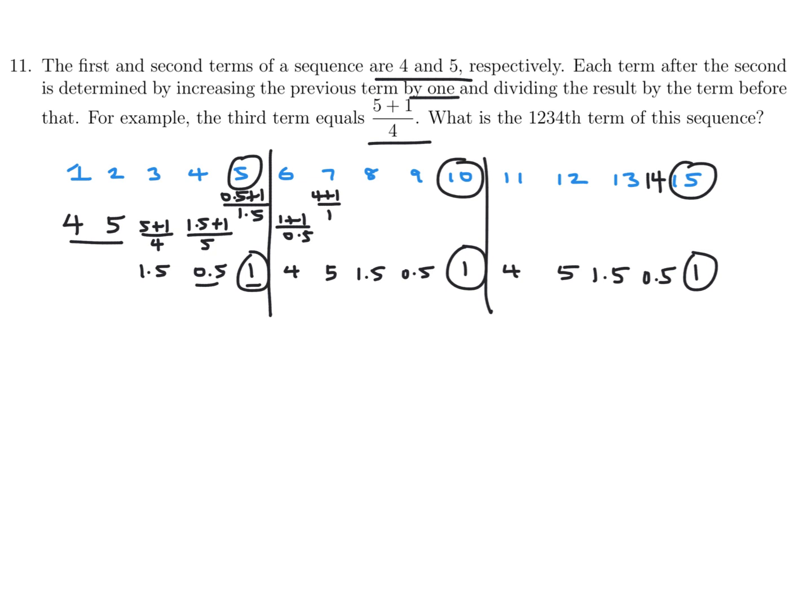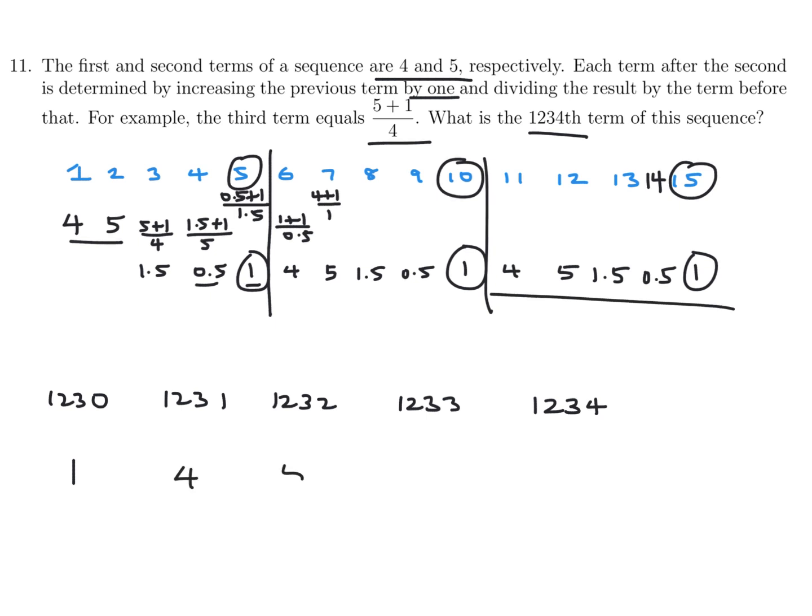Okay, no problem. So every multiple of 5, if we're getting sufficiently close to the 1, 2, 3, 4th term, this guy is going to be a 1, since it's a multiple of 5. So then you can just continue with the pattern. This will be 4, this will be 5, this will be 1.5, and this will be 0.5. So 0.5 is the answer to this question.